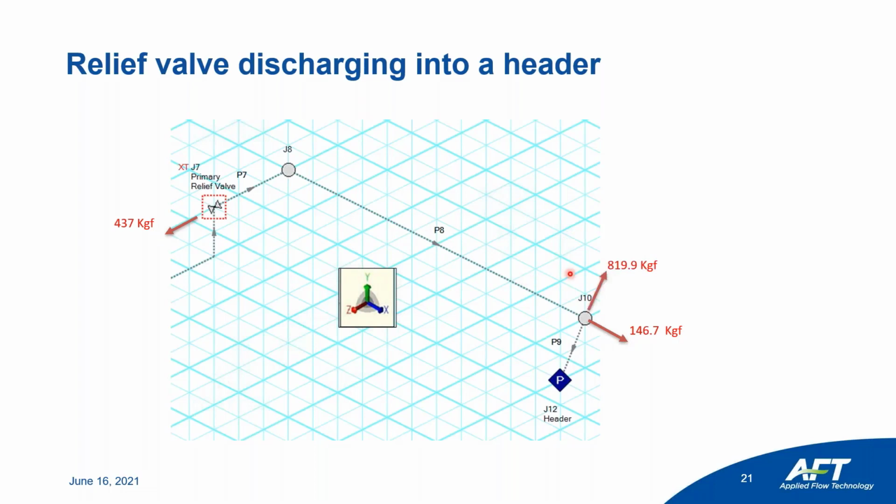And finally, as I said, we have very high forces in the connection, so you might have a high moment created in the connection to the header, and you might want to reduce the forces created because you might exceed the B31.1 code stress in the connection.